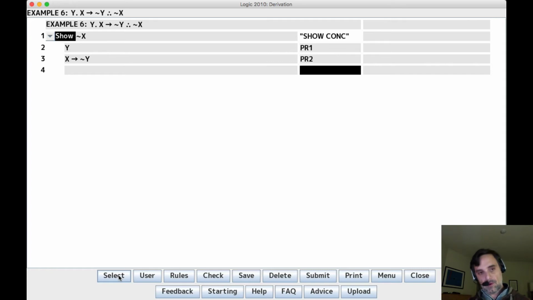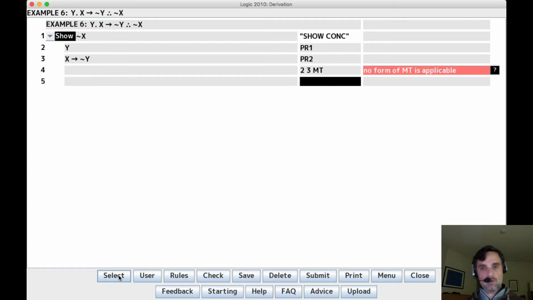We have not Y on line 3. There's the negation, not Y is the consequent of line 3, and we have Y on line 2. So 2, 3, modus tollens. No form of modus tollens is applicable. Why not? Do you know why not? Modus tollens says you take the consequent of the conditional and put a negation on the front of it.